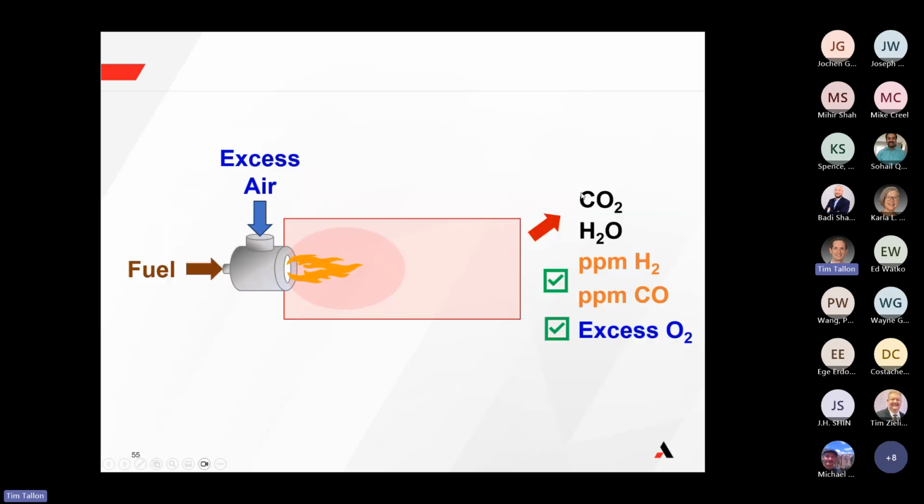Okay, so talking about NOx, talking about ppm levels of hydrogen and carbon monoxide, that's why we recommend having a combustible measurement to really provide that additional set point for visibility for combustible breakthrough and for optimization.